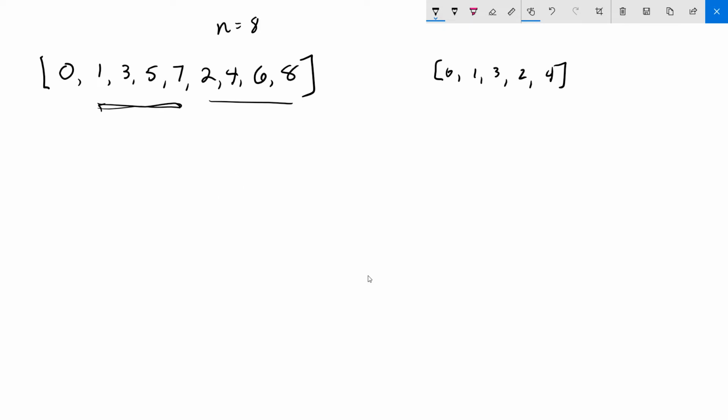Well, let's see. It's going to compare the 1 to the 0, right? And no swap. It's going to compare the 3 to the 0. I'm sorry, the 3 to the 1. No swap, but one comparison. It'll compare the 5 to the 3. That's another comparison. And the 7 to the 5. That's another comparison. So in this case, it did 4 comparisons. 1 for each odd number.